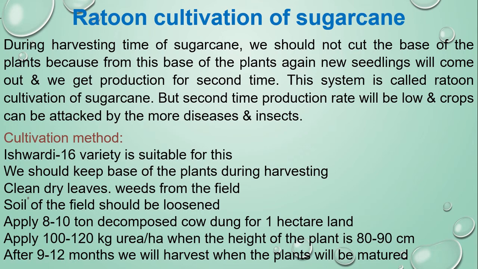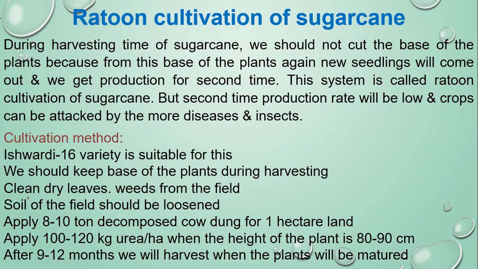Make the land friable. Make sure all clods are broken down in the field. Apply 10 to 8 tons of decomposed cow dung for 1 hectare of land. Apply 100 to 120 kg urea per hectare when the height of the plant is 80 to 90 centimeters. After 9 to 12 months, we will harvest when the plants are mature.